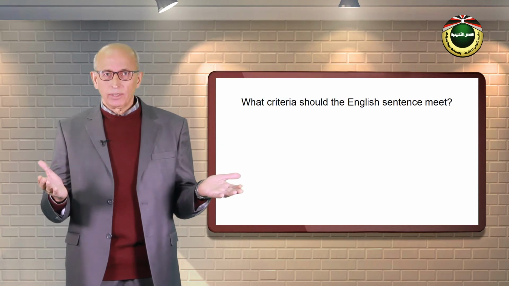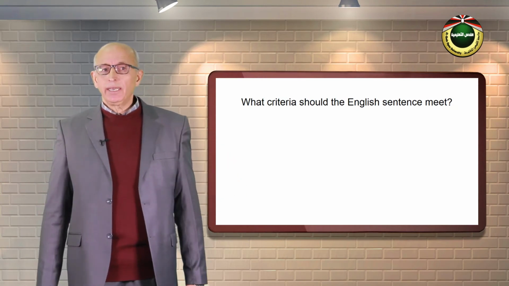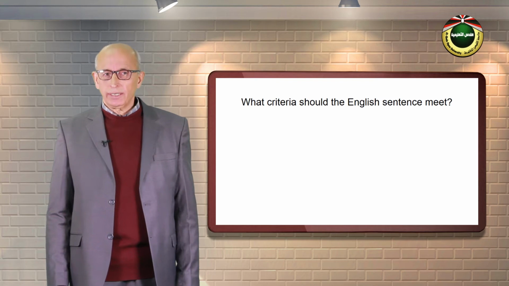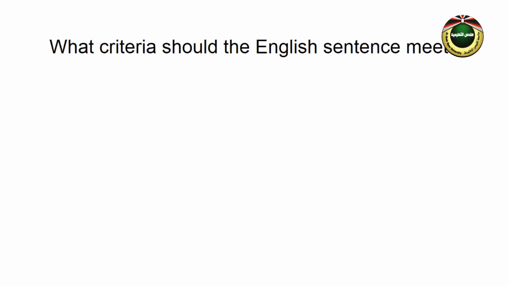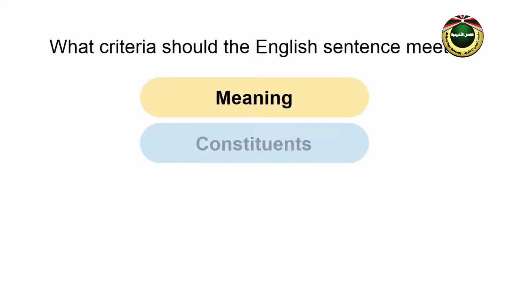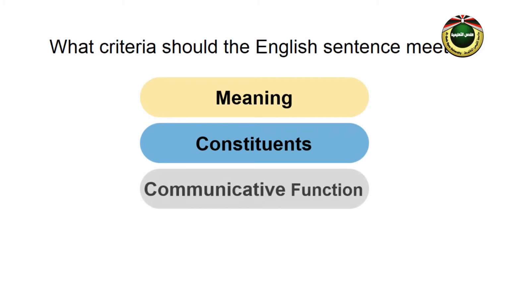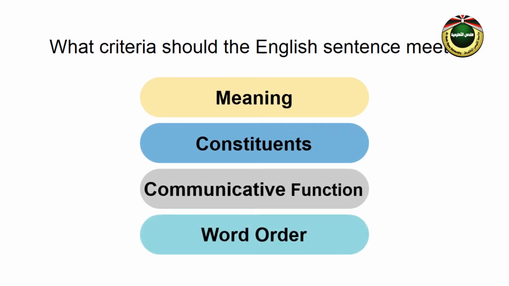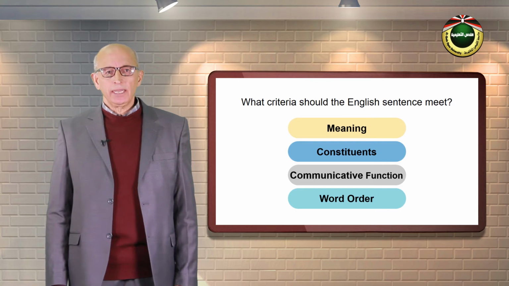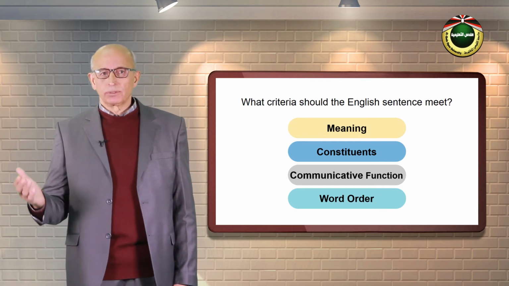What criteria should the English sentence meet? The English sentence should meet the following criteria. Number 1, meaning. Number 2, constituents. Number 3, communicative function. And number 4, word order. We will explain these criteria in this episode.